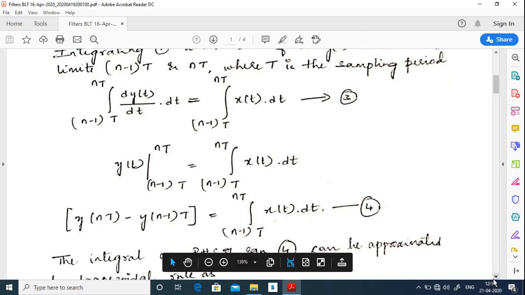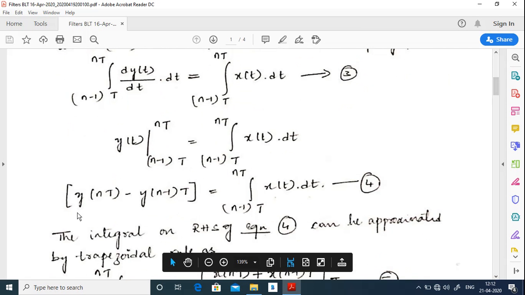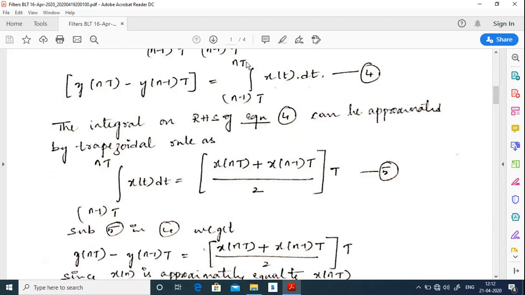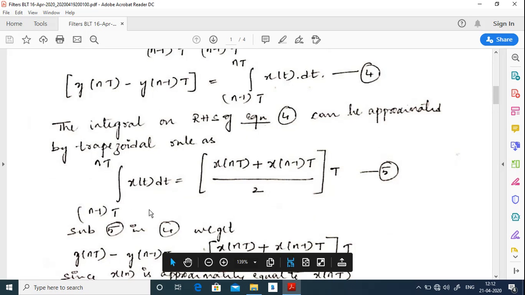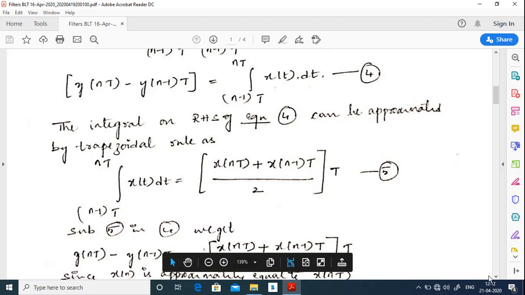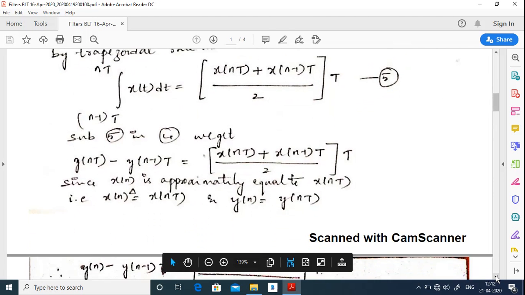Now I'm going to substitute the limits. If you substitute the limits, you will get it like this. As I told, I'll keep the RHS like that. Now I'll apply the trapezoidal rule of integration for the RHS. The integral on the RHS can be approximated by the trapezoidal rule like this: the integral of x(t) with respect to dt with limits (n minus 1)T to nT is given by [x(nT) plus x((n minus 1)T)] times T by 2, as per the trapezoidal rule. Now I'm going to use this in equation number 4, that is, substitute 5 in 4.